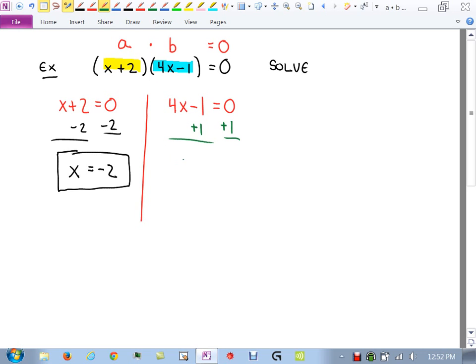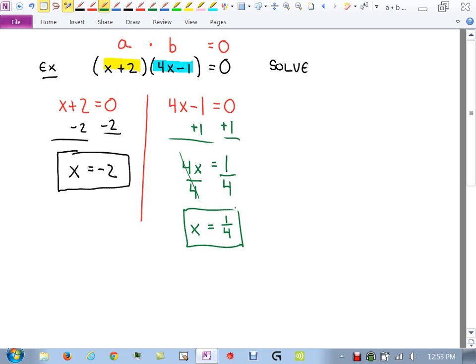What would be still on the left side there? 4x equals what? 1, right? 0 plus 1 is 1. And now if I want to get x by itself, and this is a 4 times x, I will now come in and divide. So I divide both sides by 4. The 4's on the left turn into a 1, so I just have x. On the right side, I have 1/4, and I'll leave it as a fraction, 1 over 4.